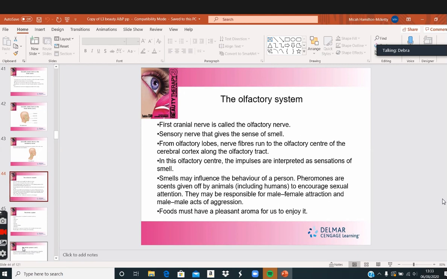the sense of smell. From the olfactory lobes, nerve fibers run into the olfactory center of the cerebral cortex along the olfactory tract. In the olfactory center, the impulses are interpreted into senses of smell. Smell may influence the behavior of a person. Pheromones are scents given off by animals, including us humans, to encourage sexual attention. They may be responsible for male and female attraction and male and female acts of aggression. Okay, so smell is very important.